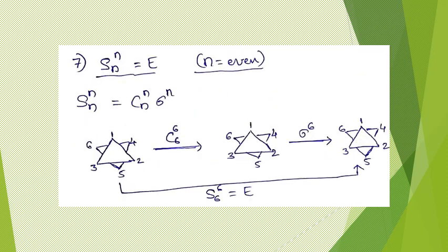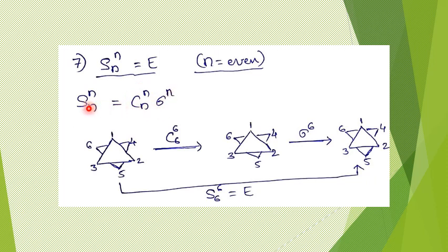Next operation, the next symmetry operation, is the alternate axis of symmetry. Here is one relationship I am accepting without going into the proofs of that. See, S_n raised to n can be said to be just the product of C_n raised to n and sigma raised to n.